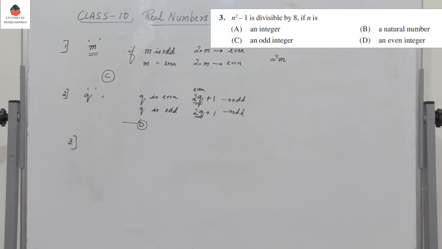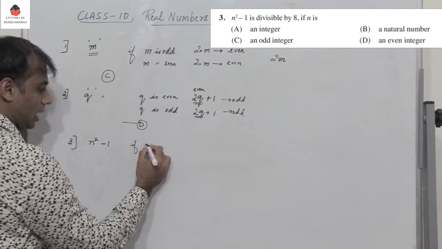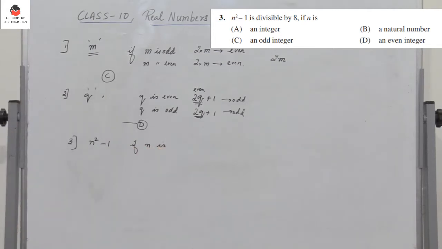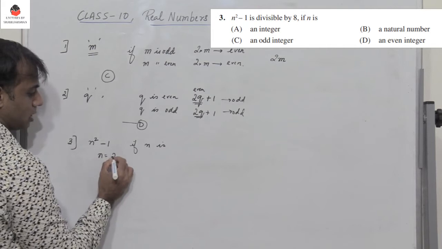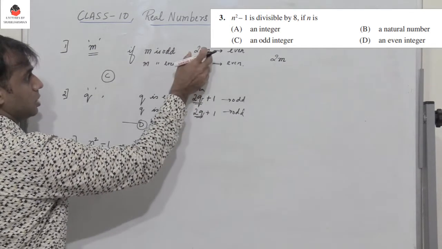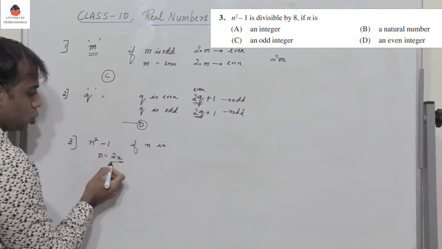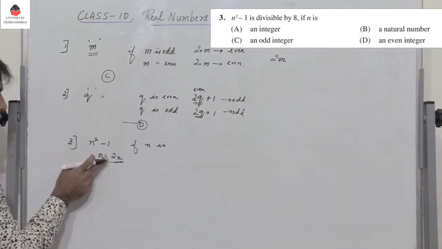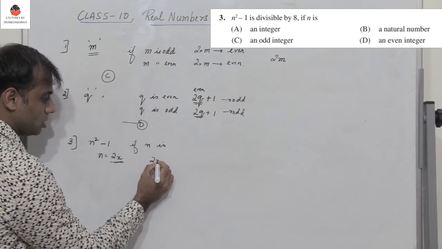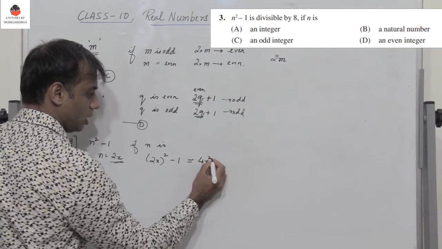The third one, n square minus 1 is divisible by 8 if n is. So we have to check if n is even or if n can be odd. Now if n is even, then n would be of the form 2x, because we have seen that if x is any number, then 2x will always be even. So therefore n is even. So now let us substitute n equal to 2x. So I get 2x the whole square minus 1, which gives us 4x square minus 1.